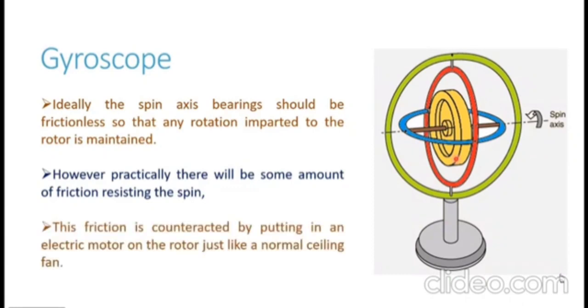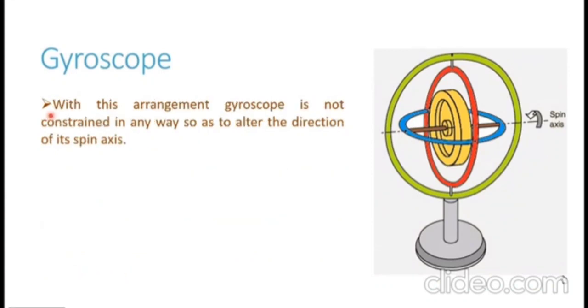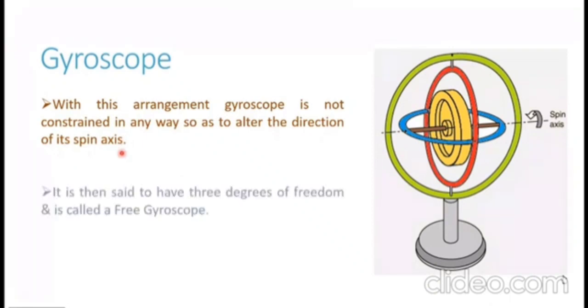So to counter that, what is done is we put an electric motor on the rotor, just like a normal ceiling fan, and this electric motor maintains a constant RPM on the rotor. So the rotor spins with a constant RPM, making this arrangement a free gyroscope. The gyroscope is not constrained in any way so as to alter the direction of its spin axis. It is then said to have 3 degrees of freedom and is called a free gyroscope. So there are 3 degrees of freedom.